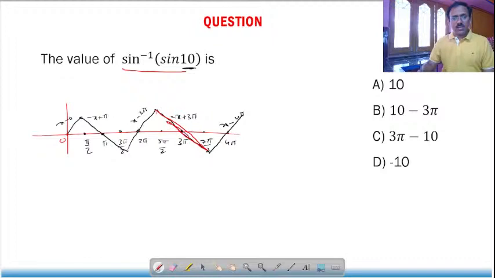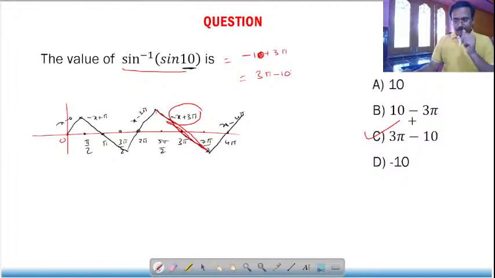So which definition should I use? Minus x plus 3 pi. So minus 10 plus 3 pi, which is 3 pi minus 10, is the answer. Option C is the right answer. Clear, friends?